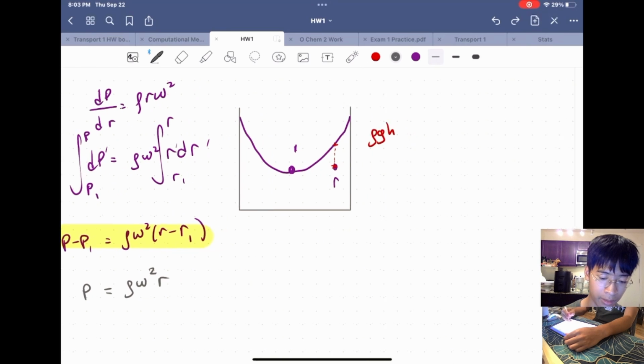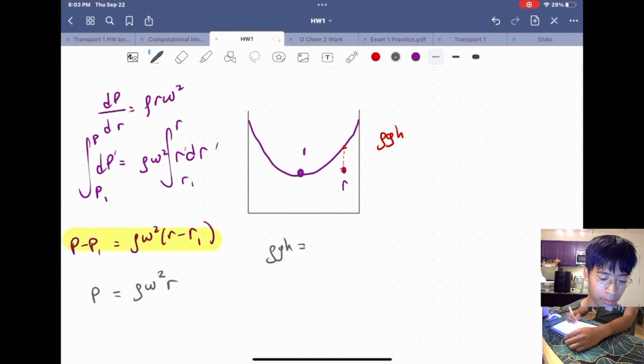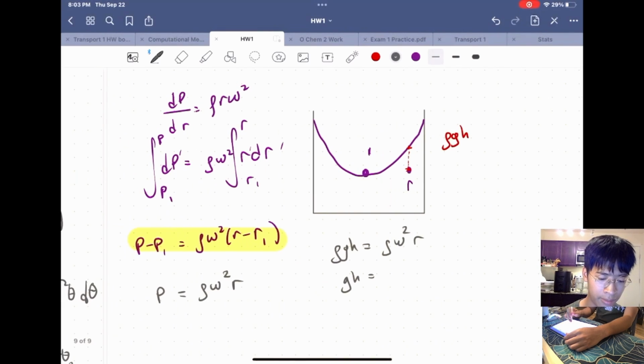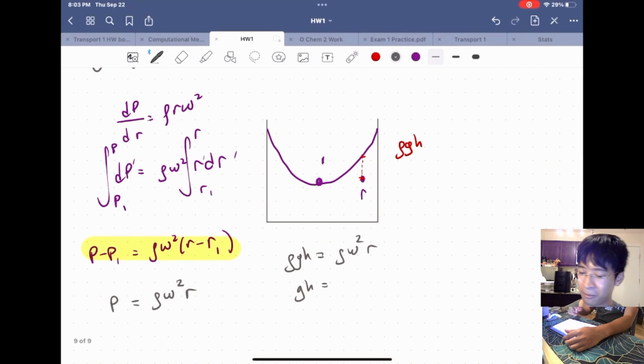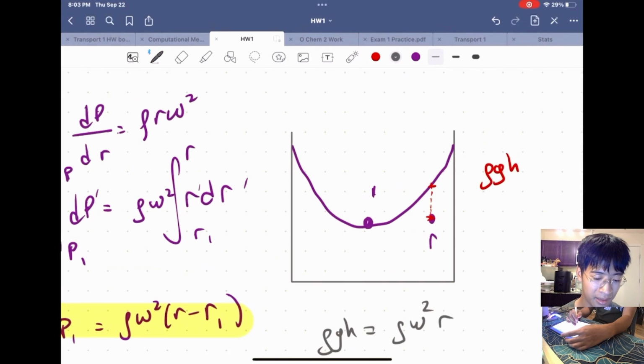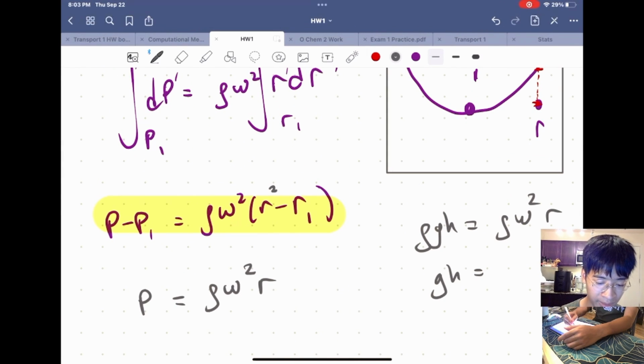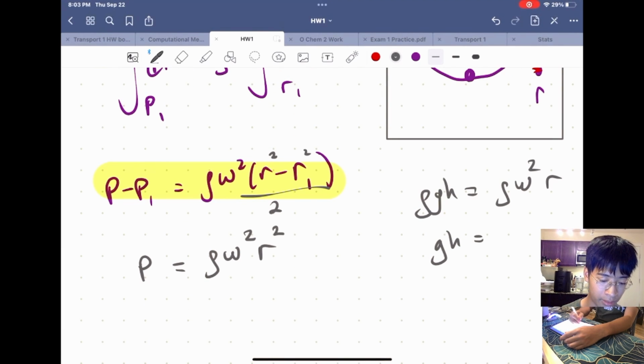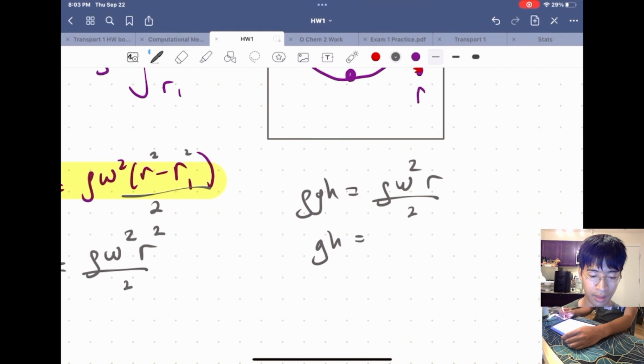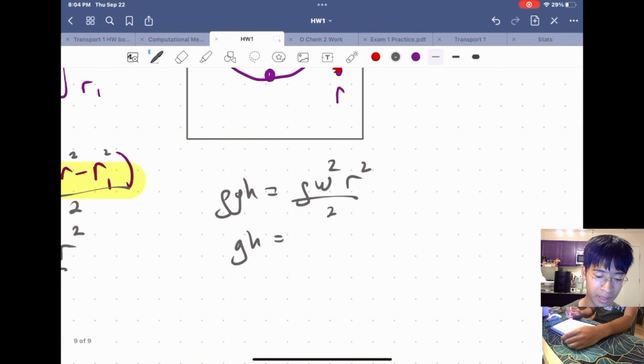So now I equate my two equations. Rho GH is equal to rho omega squared r. My rho's cancel out, so I have GH equals. Ooh, I realized something. I failed to integrate. This is the integral of r dr. I made a terrible mistake. This should be r squared over 2. This becomes what? R squared over 2 over 2. Rho still cancels out. So this should be squared.